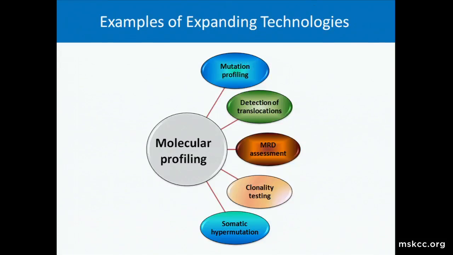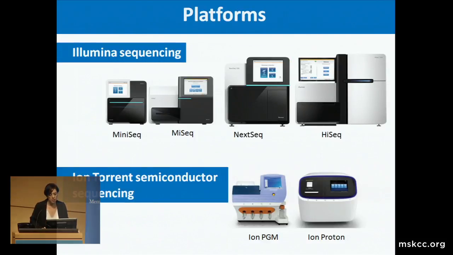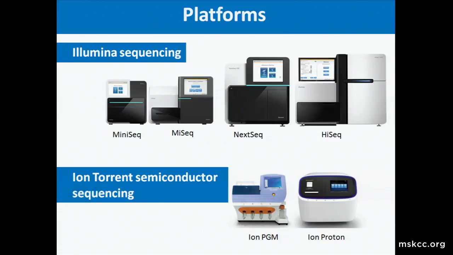Some of the examples of expanding technologies that are now being used in many laboratories go beyond the molecular profiling itself, the mutation profiling. Obviously, you need it for the diagnosis of the patient, but also the detection of the translocation sites you saw for B-cell lymphomas. But more and more, the MRD assessment, the clonality assessment, and somatic hypermutation is important for the B-cell lymphomas. What kind of information you get from these assays depends on the platform that you're using, and as you can see, there are multiple platforms.